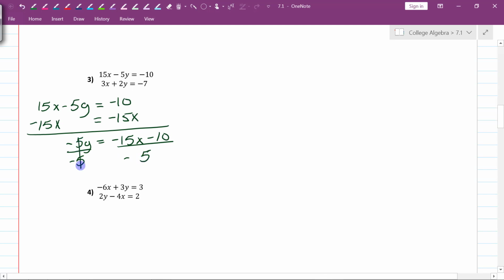So I'm going to get, therefore, y is equal to negative 15 divided by negative 5x plus, because I have a negative divided by a negative, is going to be plus 10 divided by 5. Let's make this a little bit better. So I can say a negative divided by a negative is positive 3x plus 2. So that is what y equals. And again, I did this on the first equation.